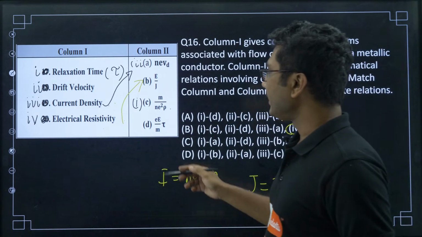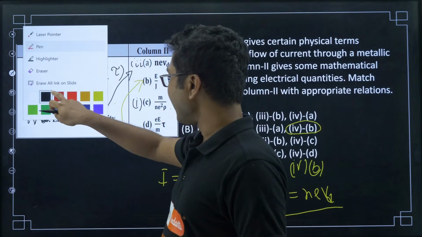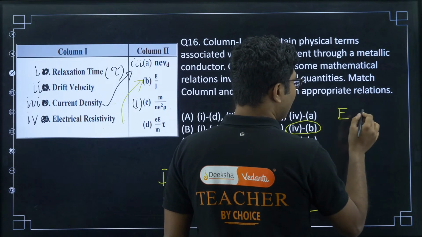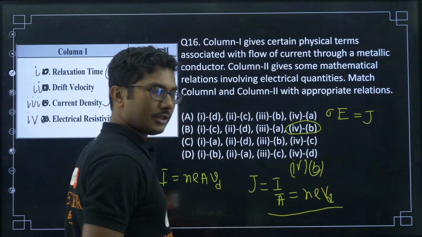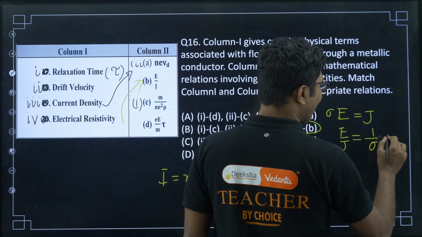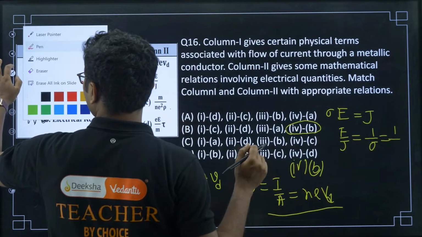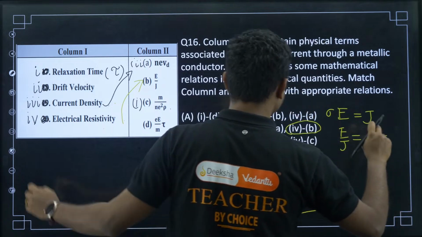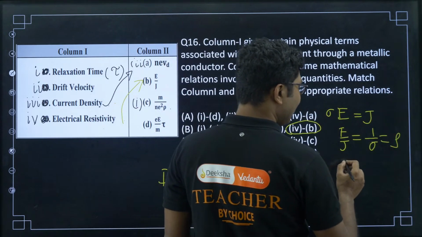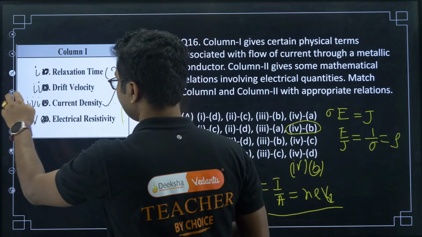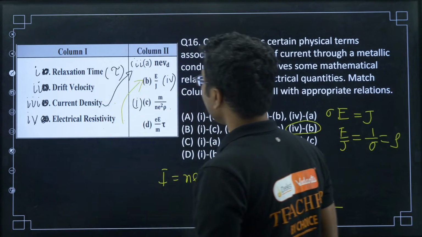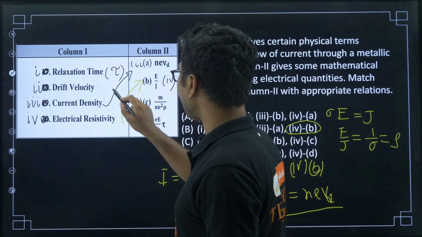And electrical resistivity, again, I have done this derivation once before, for those who did not join at that time. So, we know that J equals sigma E, or E by J is basically 1 by sigma. 1 by sigma, that is, 1 by conductivity, is resistivity, right. So, definitely resistivity is number B. So, this is 4, right. So, whatever is left, that is, drift velocity, is matching with this.